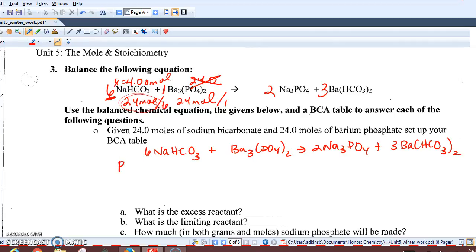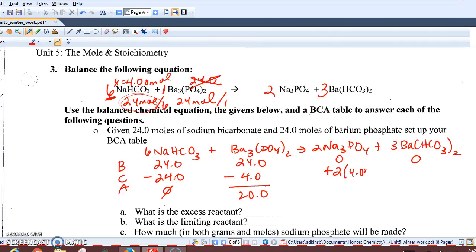All right, so B, C, A are given as 24, given as 24. These are both at 0. This is going to go down by 24 because it gets completely used up. This is going to go down by just x, 1x, and x we said was equal to 4. So we're going to have 20 left of that. This is going to go up by 2x, so 2 times 4, so that would give you 8. And this is going to go up by 3x, or 3 times 4, so that will give you 12. All right, so there's our table.